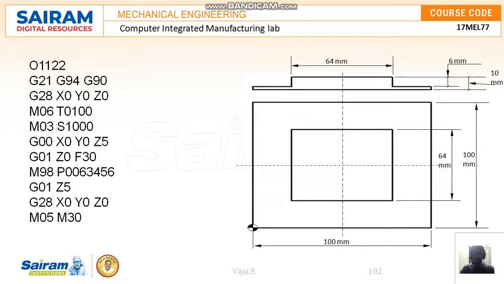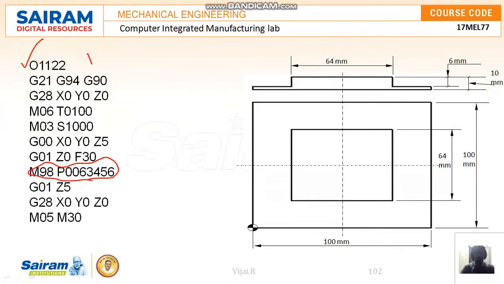Then what is the main program? The main program has to start with the selection of the tools and so on. Actually we are starting from this only. I will show the program number where I call the subprogram here. This is the M98 that we are going to use. As per the previous classes, we are going to write the main program.